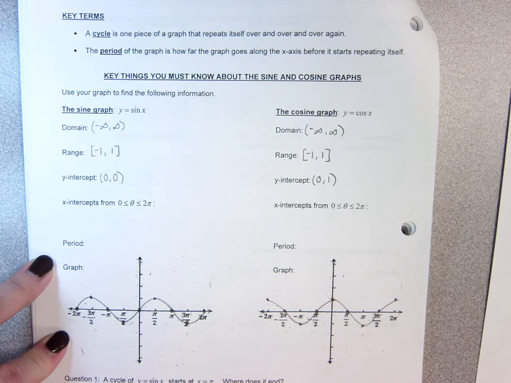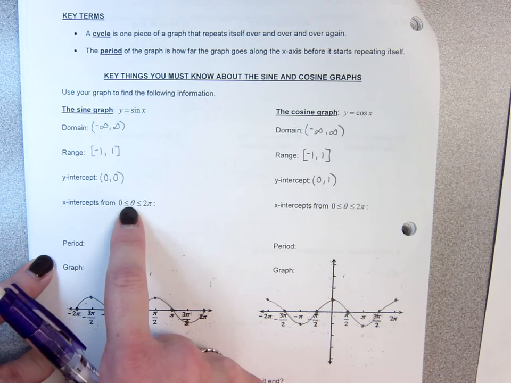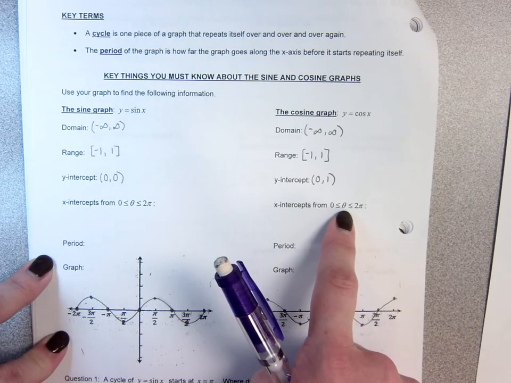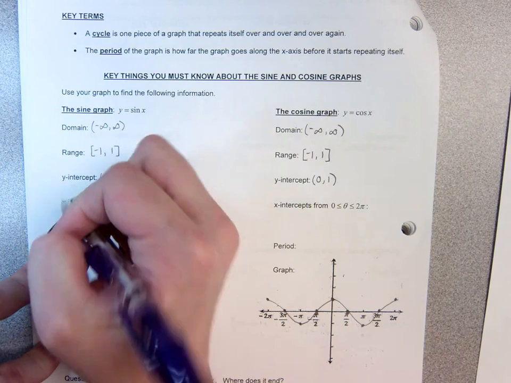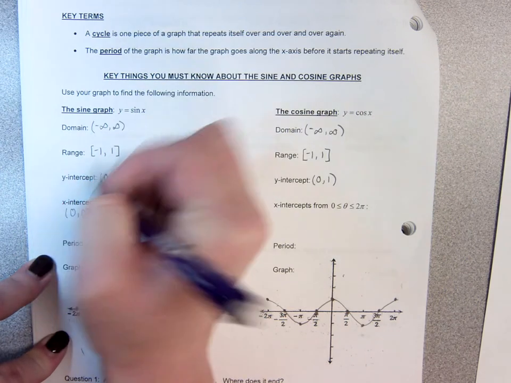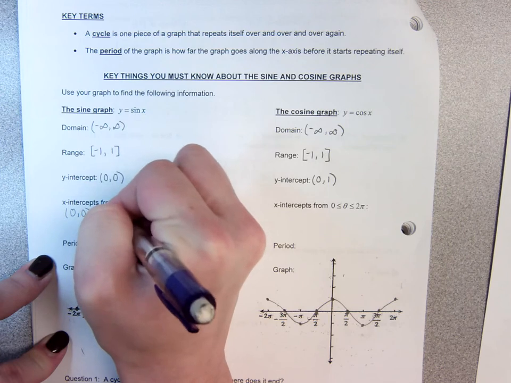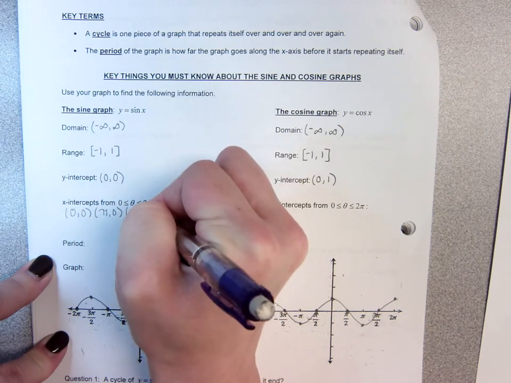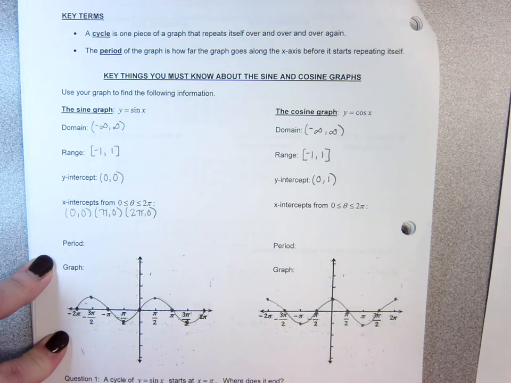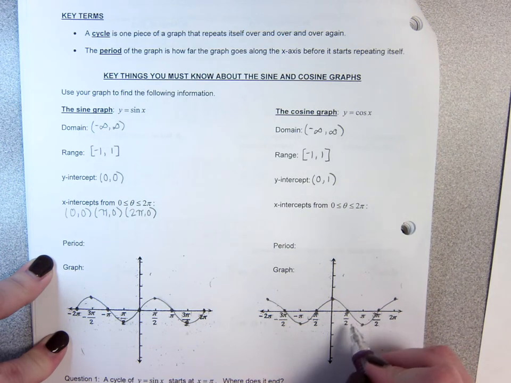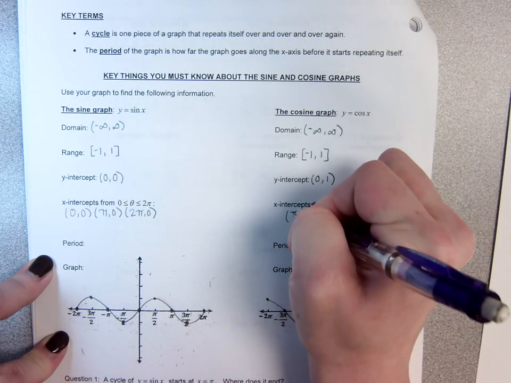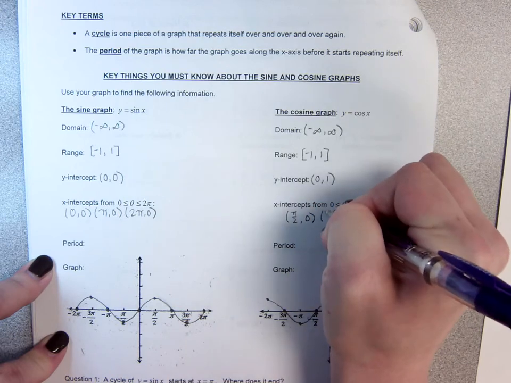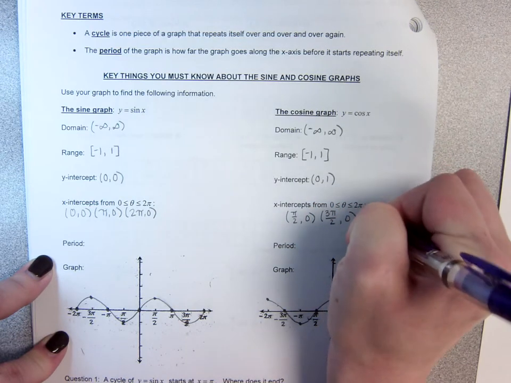X-intercepts, because the domain continues on and on, you're going to have multiple x-intercepts. So here they're limiting it, and they're asking what are the x-intercepts between 0 and 2 pi. Same thing here, 0 and 2 pi. So for your sine graph, we're going to have x-intercepts here, here, and here. So we're going to have those at 0, 0, pi, 0, and 2 pi, 0. Okay, and then for your cosine graph, it's going to look a little bit different. You're only going to have 2 of them. We've got one here, we've got one here. So your x-intercepts there are going to be at pi over 2, 0, and 3 pi over 2, 0.